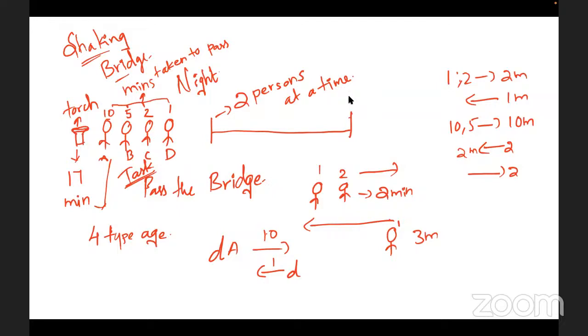Okay, so I got an answer for what the answer is. You told me an answer, right? So I will give you my point of view. First, the 1 minute and 2 minute guys will go first. It will take around 2 minutes. So here one and two are here. Now one has to go back. Only the 1 minute guy has to go back.